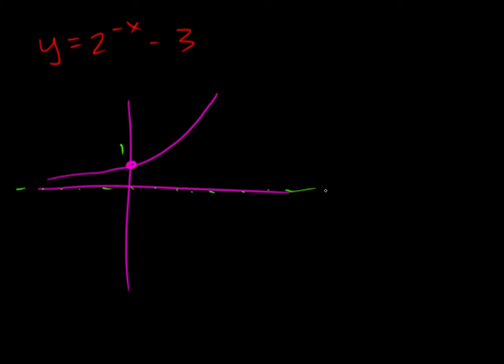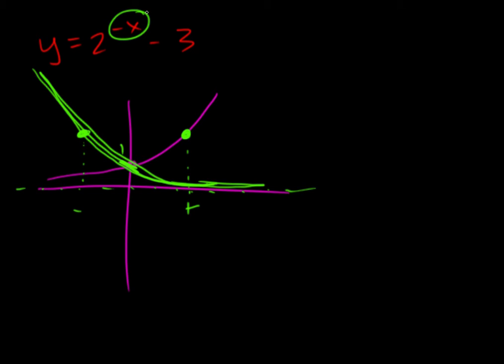Now, this negative x, what that's going to do is it's going to take every x value and make it negative. So for example, if I have this, which has some positive value, that's going to flip over to this side and now become a negative value. So what that's going to do is it's going to flip it across the y-axis. Now it'll still cross through 1, but it'll just be flipped. Okay, so that took care of that.